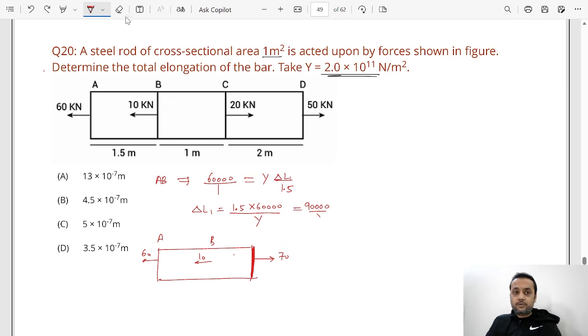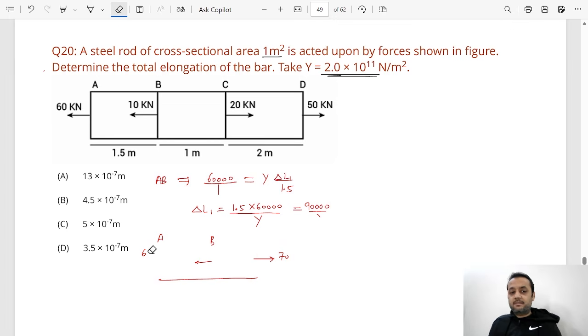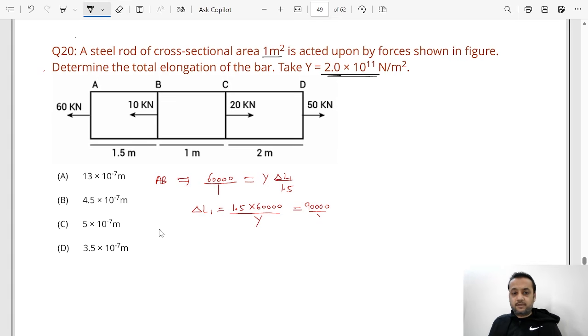If you understand this point, then we can say that in the BC region, the stress can be written as 70,000 upon the cross sectional area, and that will be equal to Young's modulus into delta L2 upon L. L is 1, so delta L2 will become 70,000 upon Young's modulus. Here also it was Young's modulus.